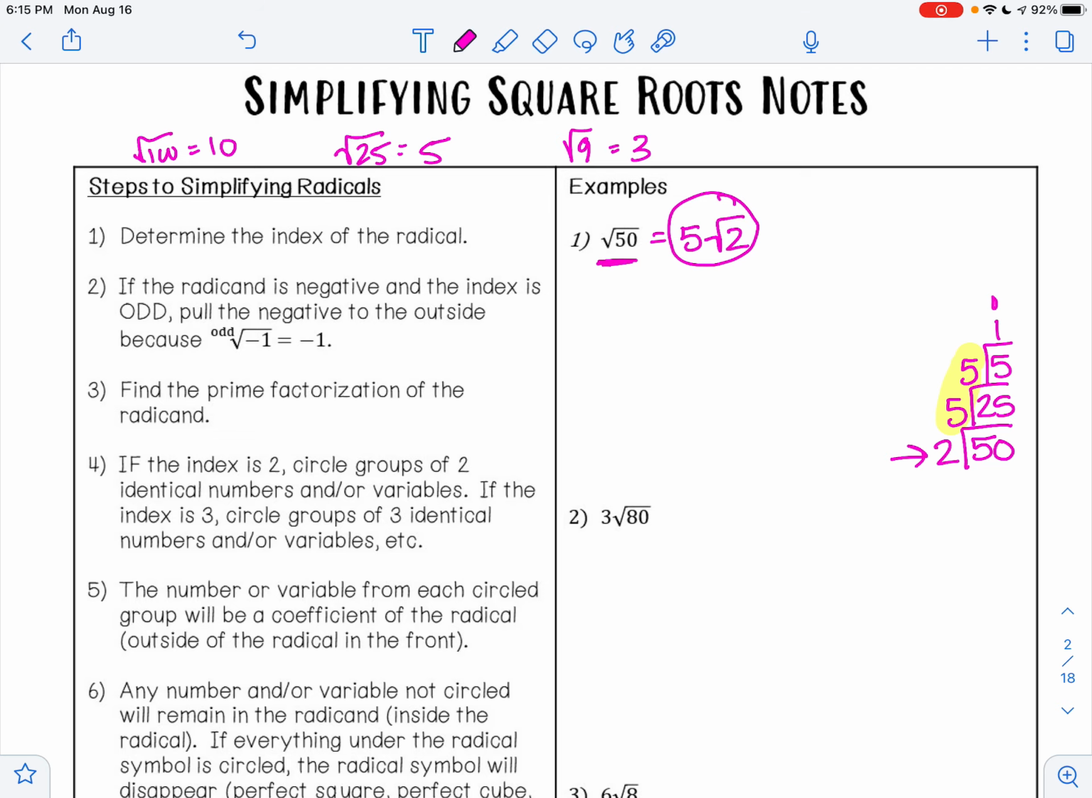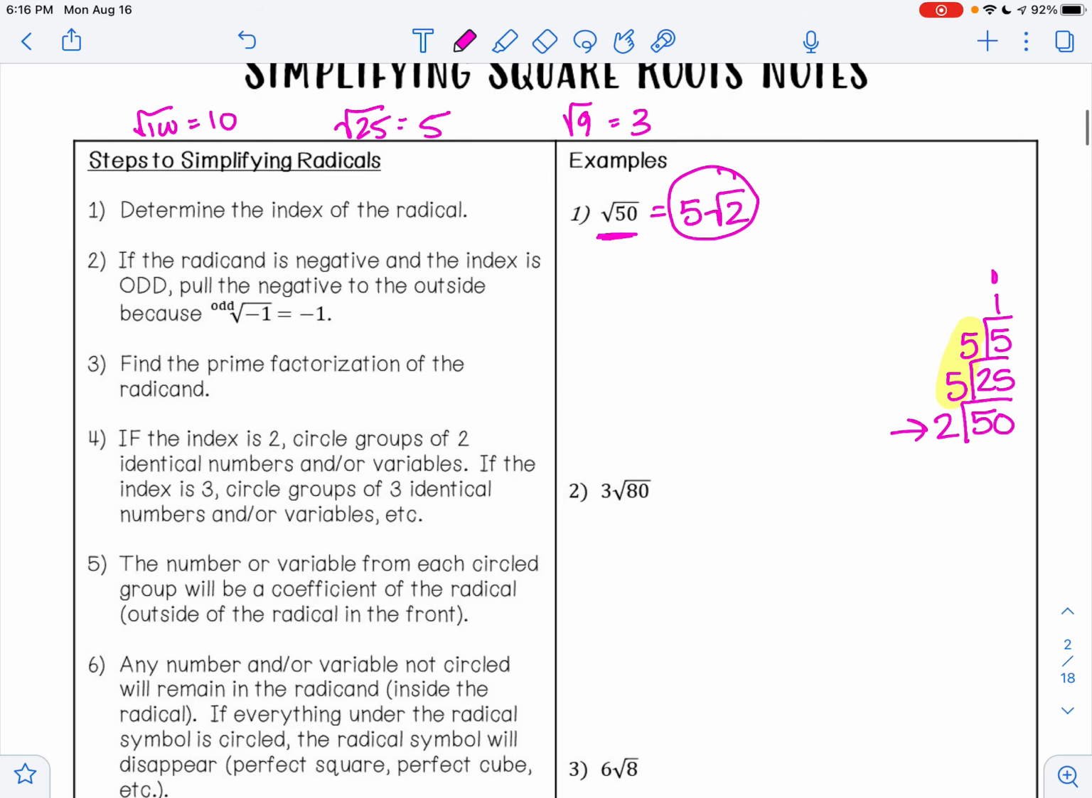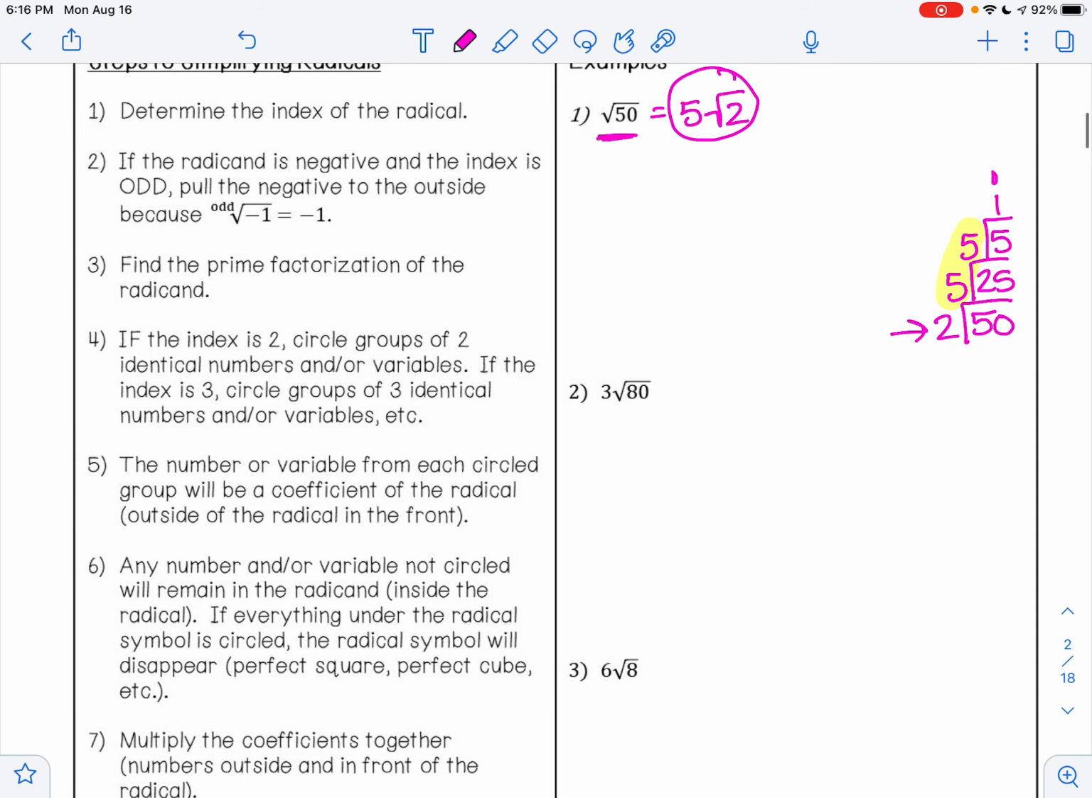Let's try that again with example 2. With example 2, you'll notice that I have a coefficient of 3 out in front. So 3 is automatically going to be a part of my answer because it's a coefficient. And so I'm going to write down that 3 so I do not forget about it. Now I'm going to do birthday cake for the square root of 80.